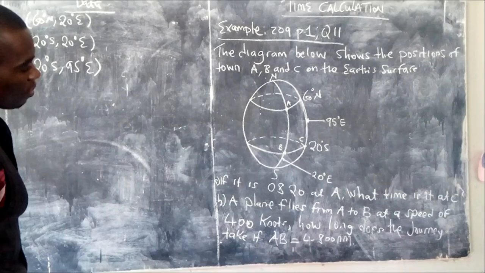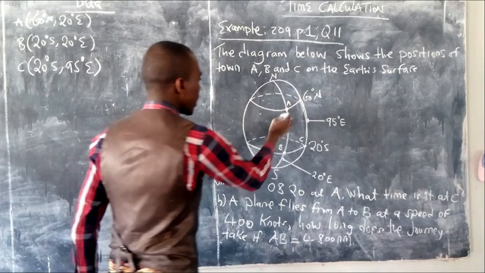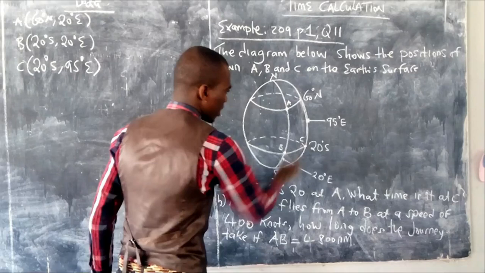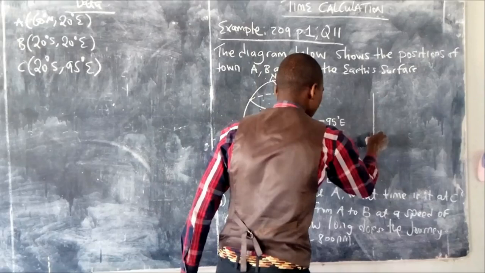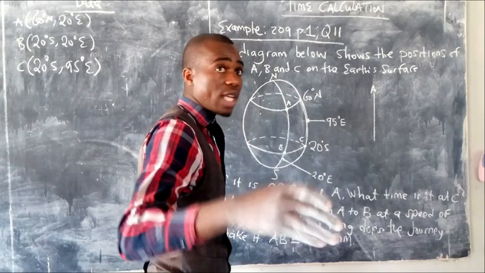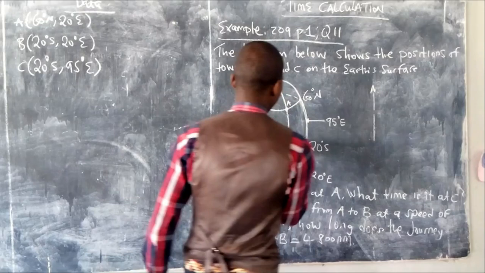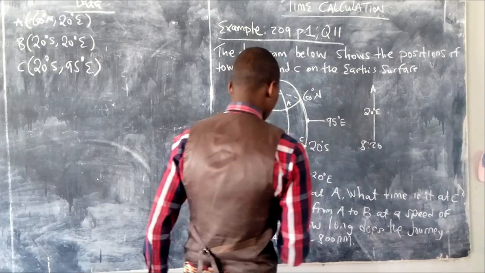All right, let's read the question. If it is 8 hours 20 minutes at A, what time is it at C? So here at A, it is 0820, and at C, what time is it? Let me write this line where A is. A is on the longitude. Remember, whenever you are calculating time, you only consider longitude. A is on 20 degrees east, and the time here is 0820.